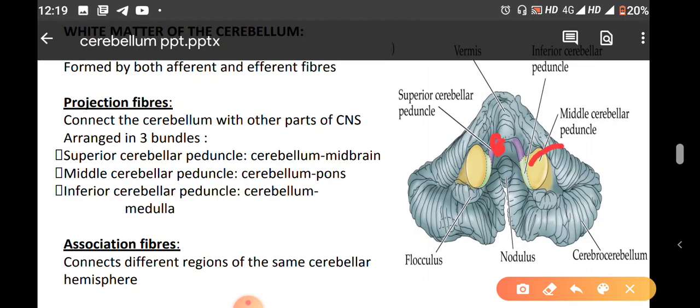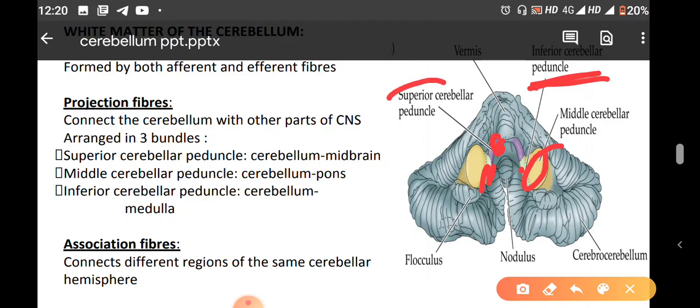The yellow one is the middle cerebellar peduncle, and inside that there is a small structure you can see here. This is the inferior cerebellar peduncle. Through these, the fibers, the afferents and the efferents, are going. From the inferior cerebellar peduncle, mostly the afferents are coming to the cerebellum.